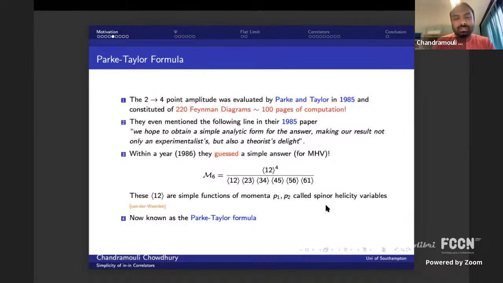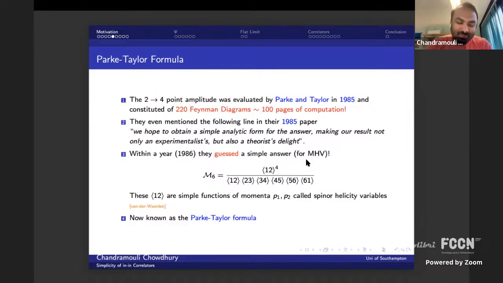What they mentioned, in an excerpt from their paper, is that we hope to obtain a simple analytic form for the answer, making our result not only an experimentalist's, but also a theorist's delight. And within a year, they actually managed to guess an answer.